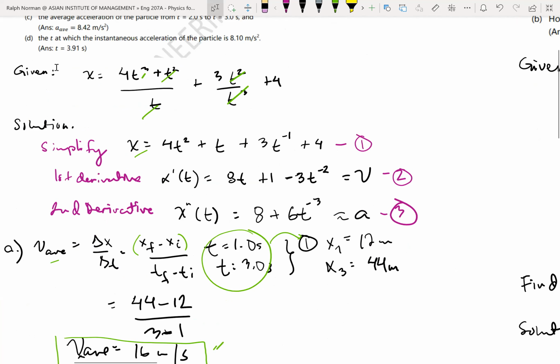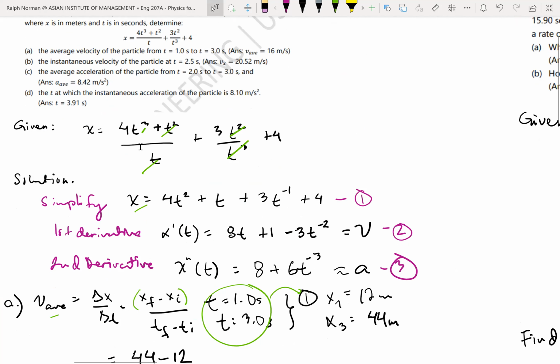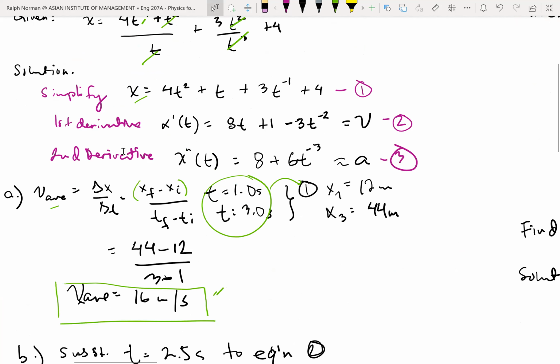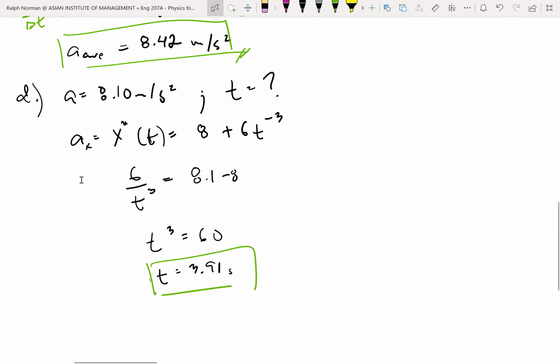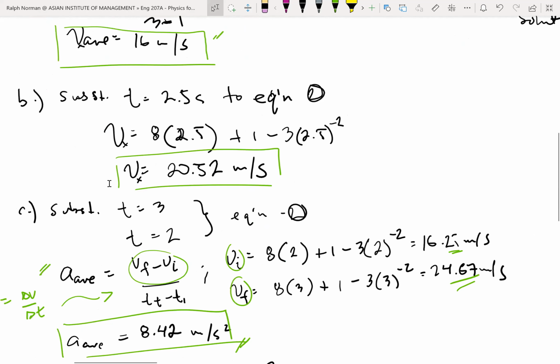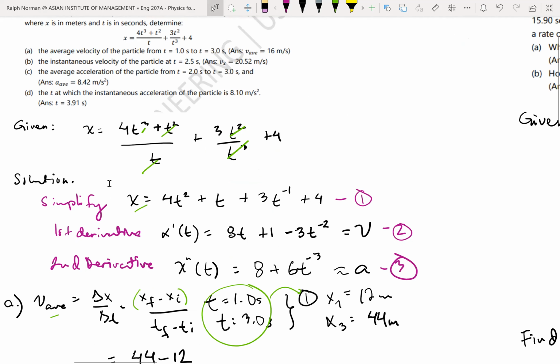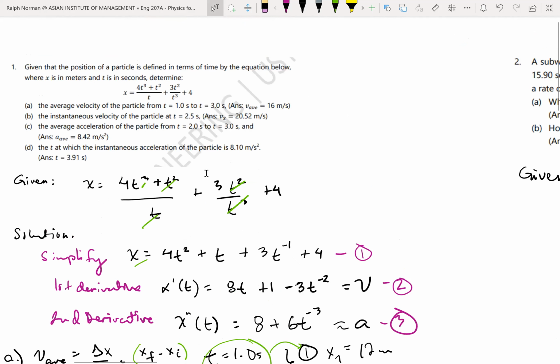And then, we're being asked naman at D, yung instantaneous, what is the time t at which the instantaneous acceleration of a particle is 8.10 meters per second squared. So the difference here, we're given yung instantaneous acceleration. We just want to know what was the time at that acceleration moment. So it's a good thing that we already set up equation natin yung second derivative nito. So all we have to do is just isolate t, and then solve for t. And you would eventually get 3.91 seconds. Kuha naman yun.